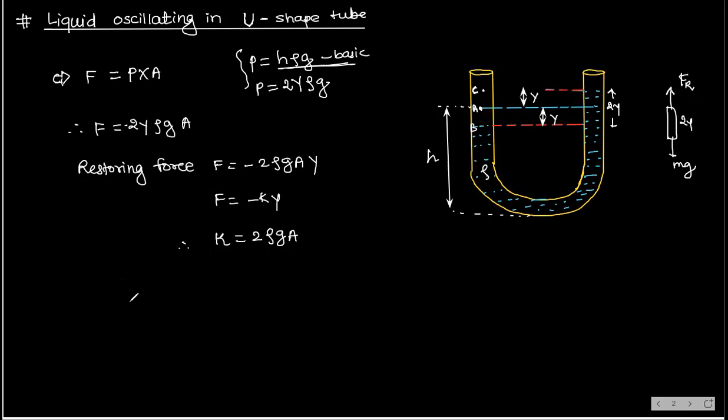And let's find out the time period now. So the time period T is equal to 2 pi under root m by k. So T is equal to 2 pi under root m as it is, and k is 2 rho g A. Now this m value we have to find. What is this m value? See here.